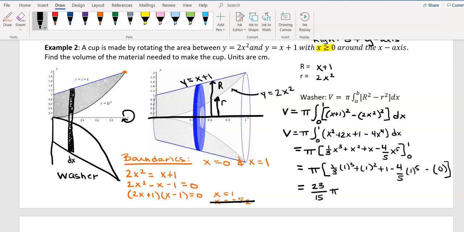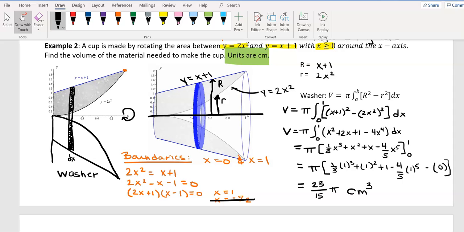And you might just automatically try to start writing units cubed, but they did tell us that we are dealing with centimeters for our units. So we need to remember to write centimeters cubed on this one. So cm cubed instead of just our plain old units cubed. So that is an example of a question where you're doing a washer. You've had to find the two different types of radius, the first being the outer radius and the second being the inner radius. And this also showed you the idea of finding boundaries.